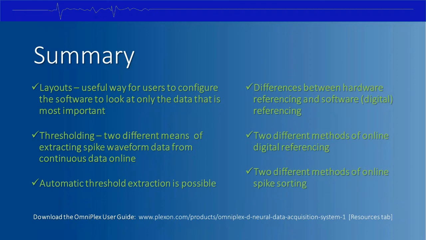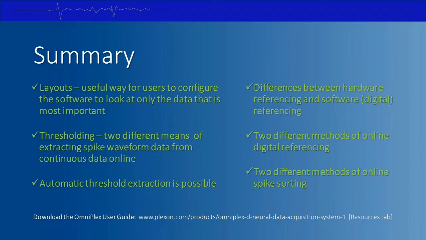Auto extraction is also possible. This is based upon a snapshot of data, a mean, and standard deviation. We talked about referencing and the differences between hardware referencing and software or digital referencing. There are two different methods for online digital referencing. There's channel referencing. There's common average referencing or common median referencing.